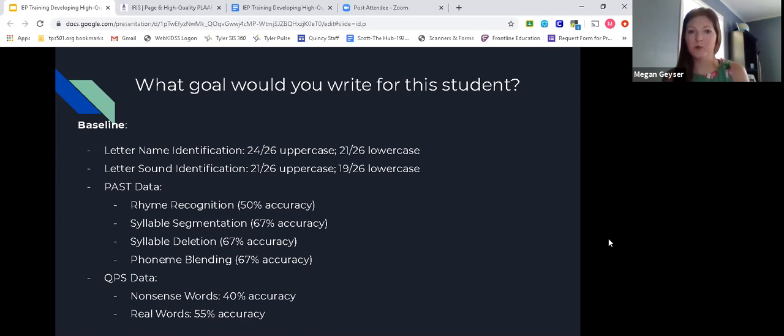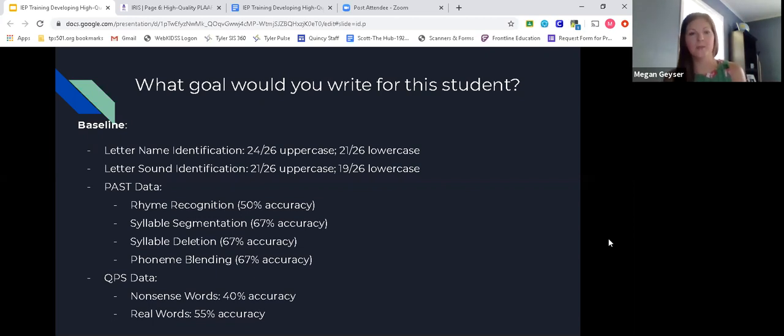3 of the 4 were at 67%. That's awfully close to 80, the 80% mark. And then rhyme recognition was at 50%. So our concern was only having that goal and only focusing on that. He may make it really, really soon, which is awesome.